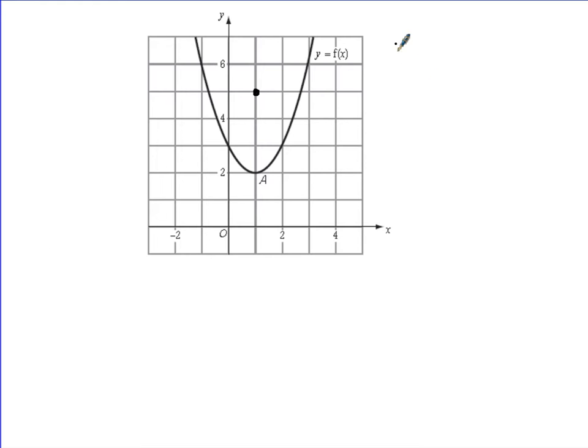Part (a)(i), the vertex will move 3 up, so it'll be (1, 5). Part (ii), minus 2 inside the bracket means it's going to move in the x direction, the opposite way you would think. So it'll move here, which will be (3, 2).